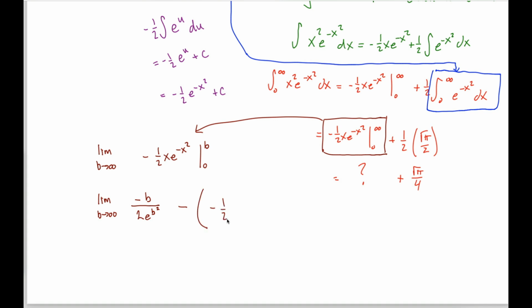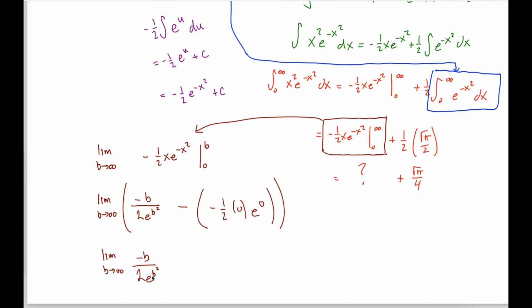What's that? Negative 1/2 times 0, e to the 0 squared, but 0 squared is just 0. E to the 0 is just 1. Negative 1/2 times 0 times 1. Sounds a lot like 0. So I get the limit as b approaches infinity of this mess plus 0 if you want. So I have the limit as b approaches infinity of this mess, negative b divided by 2e to the b squared power. How do I evaluate this thing?